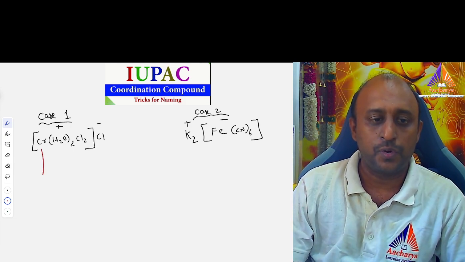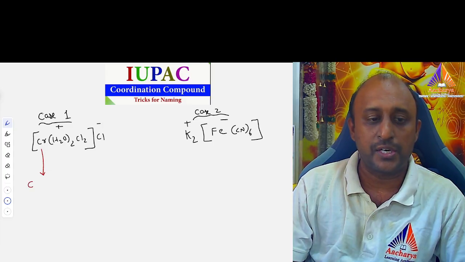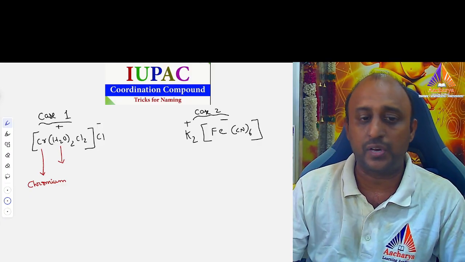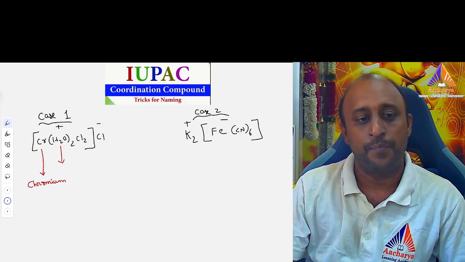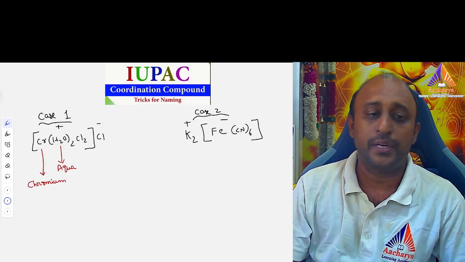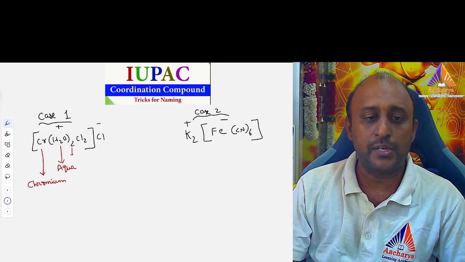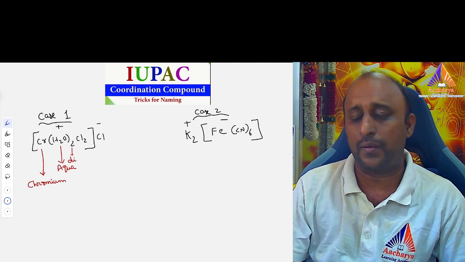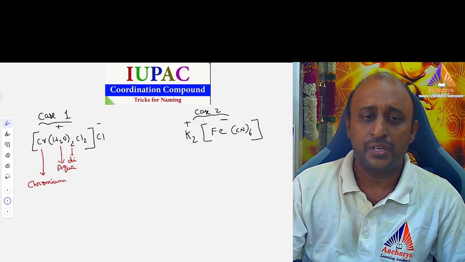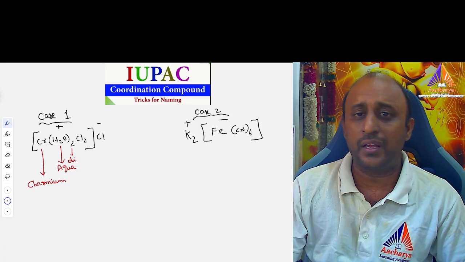First, Cr stands for chromium. H2O: I have already given the names in the types of ligands, anionic ligands and neutral ligands. Based on that, H2O is a neutral ligand, so it is aqua. And 2 stands for di; if 3 is there, tri; 4 is there, tetra. Just observe that Cl is a unidentate ligand.